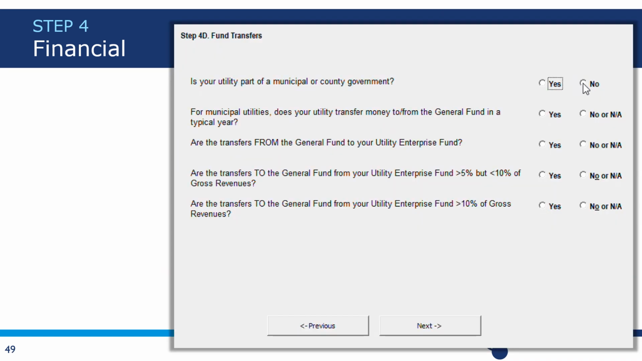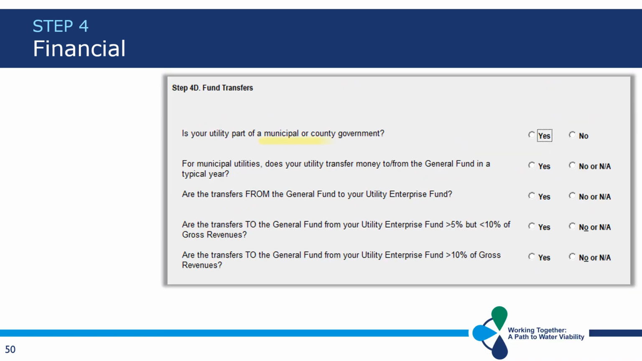The final page of the financial section applies only to municipal or county utilities. If you answer no to the first question, the rest will fill in as not applicable and you can proceed to the next page. However, municipal or county utilities will need to look into any annual transfers they make to their organization's general fund in order to answer these questions.